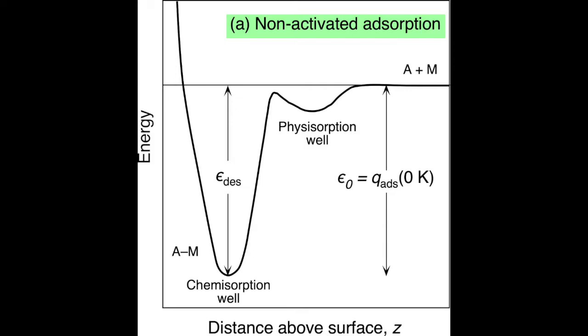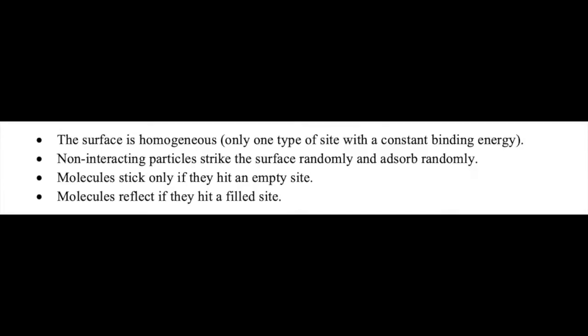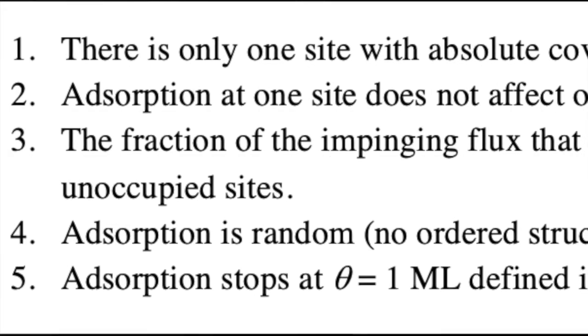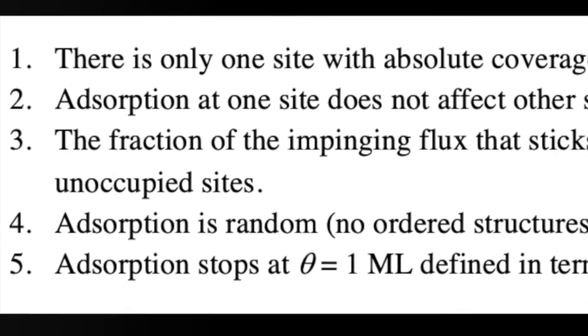To calculate the rate of adsorption, we use a variation on an ideal model that was developed by Irving Langmuir, who was awarded the Nobel Prize in Chemistry in 1932. The fundamental assumptions of this model for molecular adsorption are the following. The surface is homogeneous, particles are non-interacting, molecules only stick if they hit an empty site, and they reflect if they hit a filled site. The consequences of the model are that there's only one site and it has an absolute coverage sigma naught.